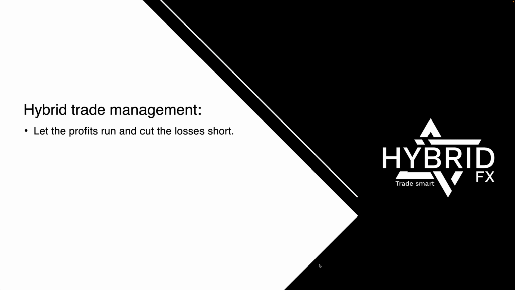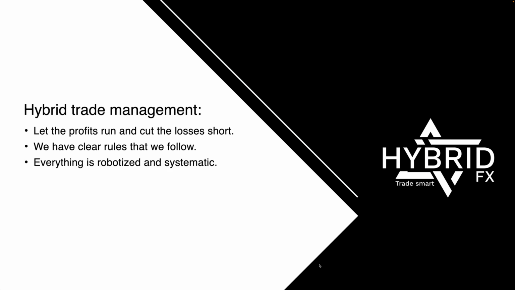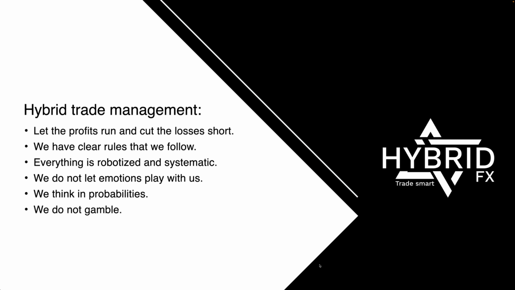So, hybrid trade management: we let our profits run and cut the losses short. You're going to see, guys, later in the videos how we manage our trades and what we do. We have clear rules that we follow, so we do not trade blindly. We know what works for us and what doesn't work. So everything is robotized and systematic, guys. Again, it's going to help you tremendously with your decision-making process. We don't let emotions play with us. We think in probabilities, the most important thing. And we do not gamble.